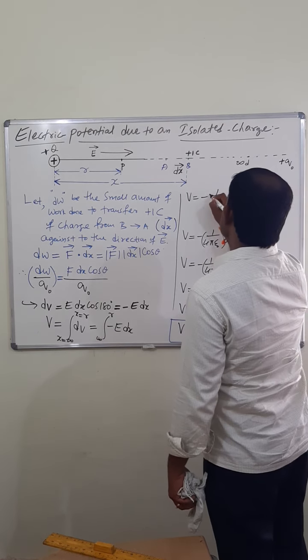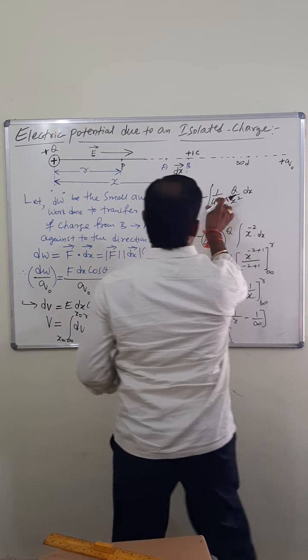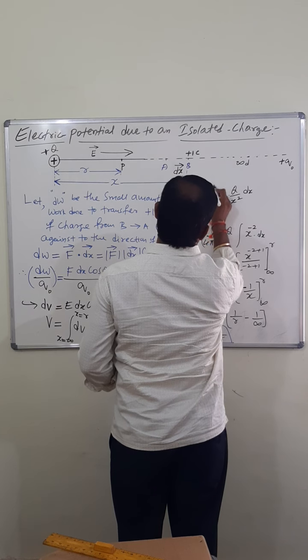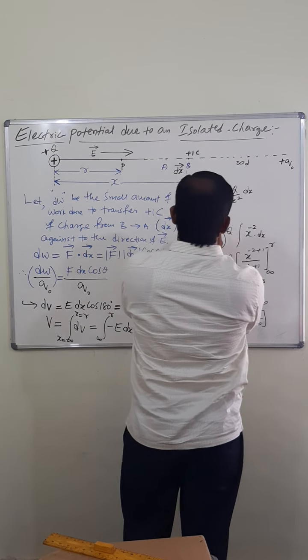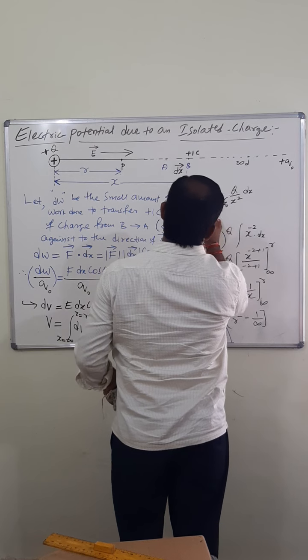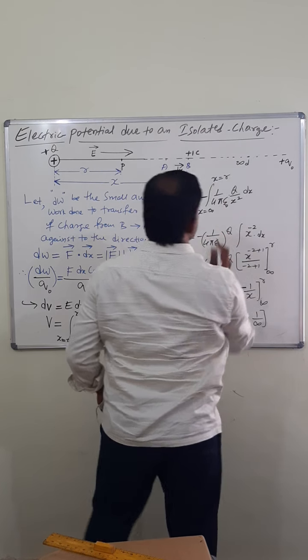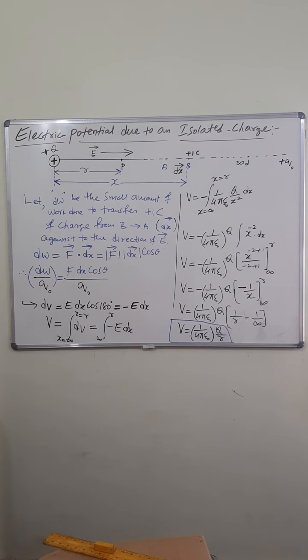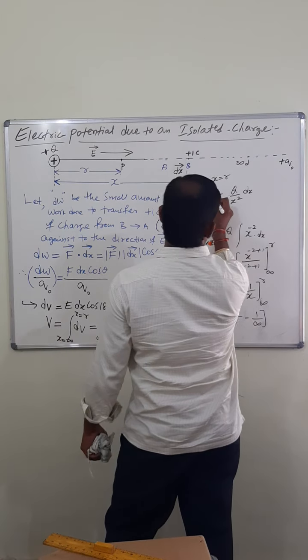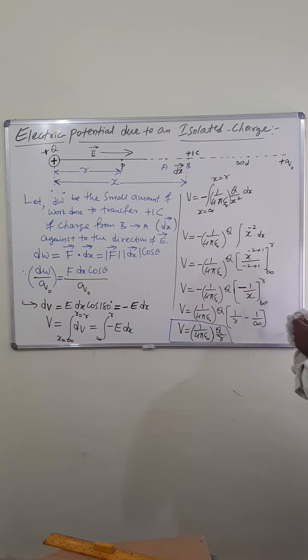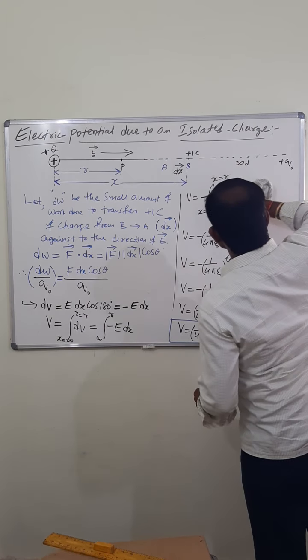So the limits range from where to where? The limits range from x is equal to infinity to x is equal to r. Because what is the expression for electric field at a distance x? 1 by 4 pi epsilon naught times Q by x square. This is the expression for electric field. The rest of the things are pure integration concept.